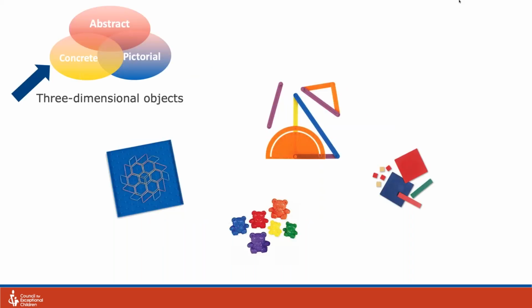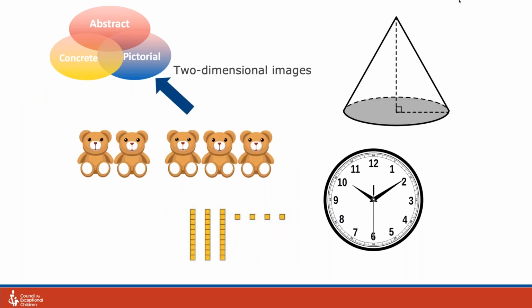And when we think about this, we've got concrete three-dimensional objects. Here are just a few examples that students can move around to show different concepts and procedures. We have pictorial images. These are two-dimensional, so I might see these on a screen like we're looking at here. Might see these in a workbook, on a worksheet, on a test.